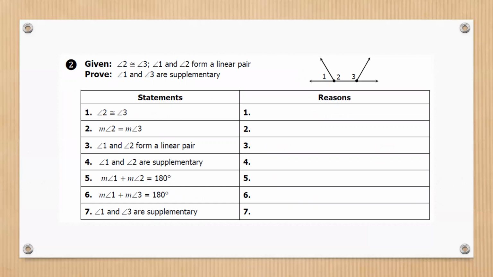So I'm going to go ahead and mark some of this stuff in the picture. Angle 2 and angle 3 are congruent. Here they are. That's given. Oh, there it is. Only angle 2 and angle 3 is labeled there in the given. So let's find this other given and label that as given too. There it is. And linear pair, that's a vocabulary word. Probably going to have to use its definition at some point.